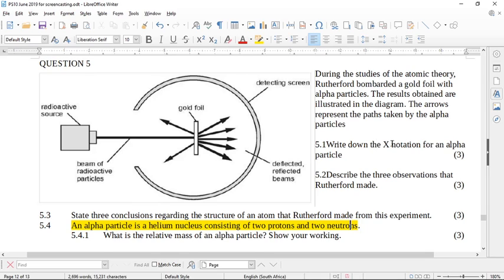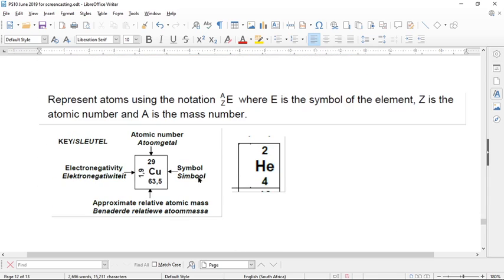So this X notation, we discussed this when we talked about the periodic table. If you look at your periodic table, this is how your periodic table is set out, okay? And this is what the exam guidelines say. Represent atoms using this notation, where E is the symbol of the element, Z is the atomic number, and A is the mass number. Can you see there Z is on the bottom, but on the periodic table, the atomic number is on the top. So all you have to do is take this notation from the periodic table and flip the numbers. And I did explain this to you when we discussed it, but I know we've discussed a lot of things.